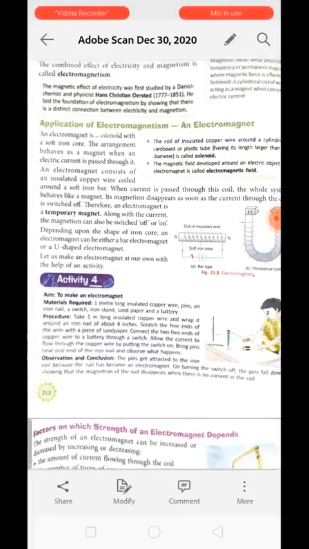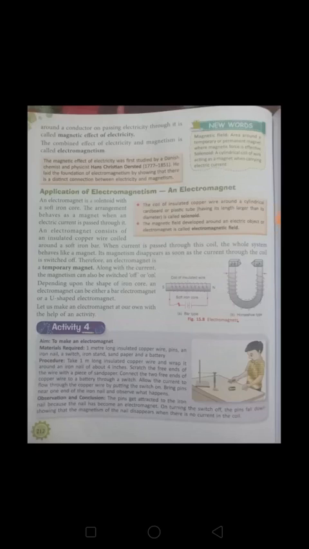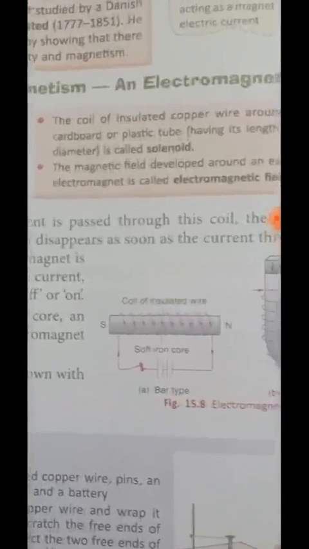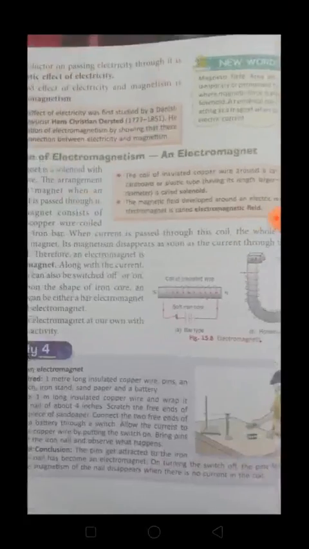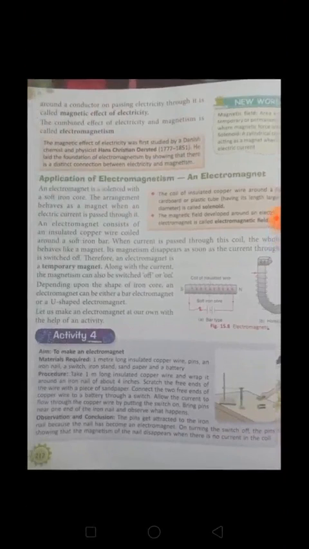To perform this activity, we need a meter long insulated copper wire, pins, an iron nail, a switch, an iron stand, sandpaper and a battery. Now what we will do? We will take a meter long insulated copper wire and wrap it around the iron nail like this. Now we will scratch the free ends of the wire with a piece of sandpaper and connect the two free ends of the copper wire with the battery so that electric current can flow through it.